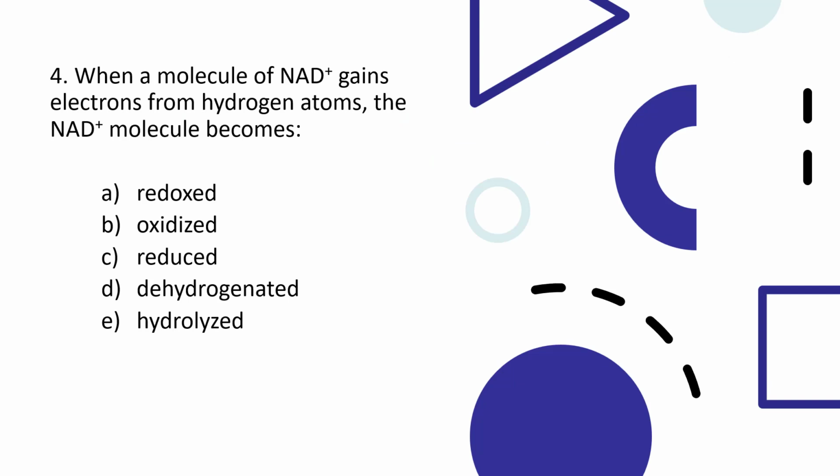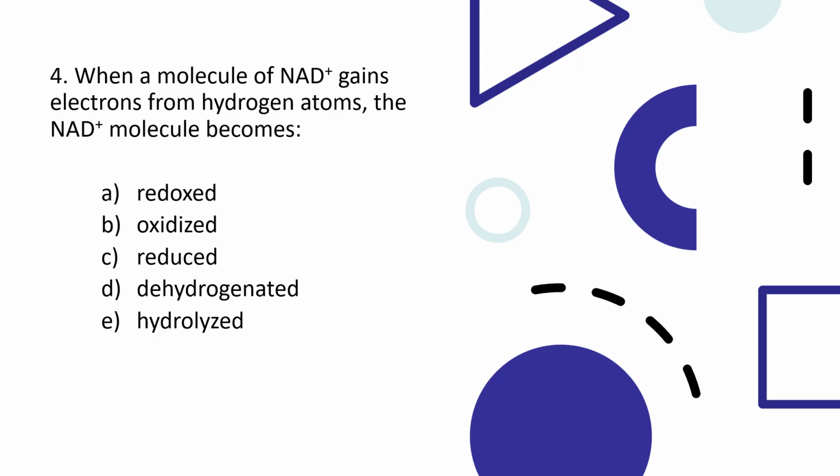Okay, here's question 4, which also has to do with NAD+ and NADH. So when a molecule of NAD+ gains electrons from hydrogen atoms, the NAD+ molecule becomes: is it A, redoxed, B, oxidized, C, reduced, D, dehydrogenated, or E, hydrolyzed? Pause the video to think about your answer and then come back.